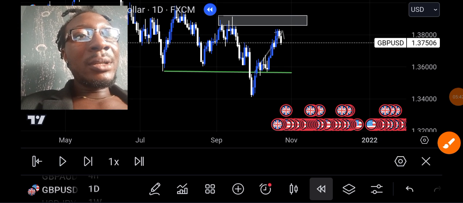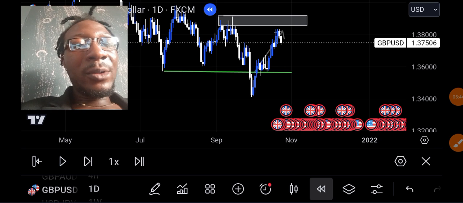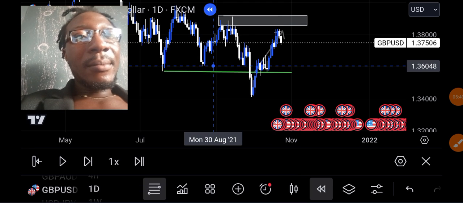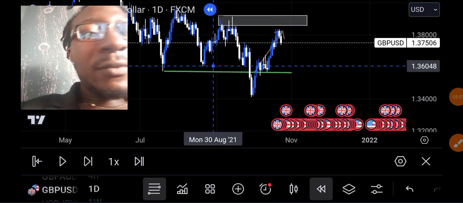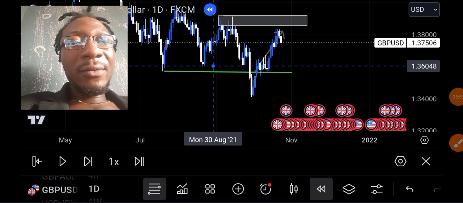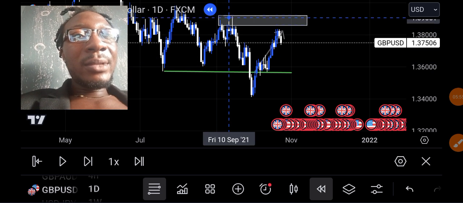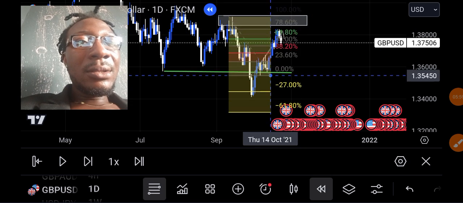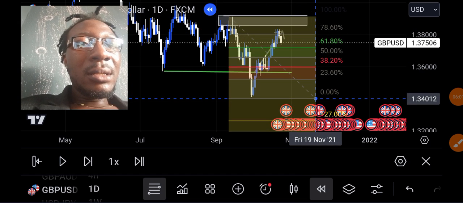So at this point, normally we look for our Fibonacci. As I told you, these are confluences. You see, there was even a bearish engulfing around here. But first, we take our Fibonacci. We take from the most recent swing high to the most recent swing low.